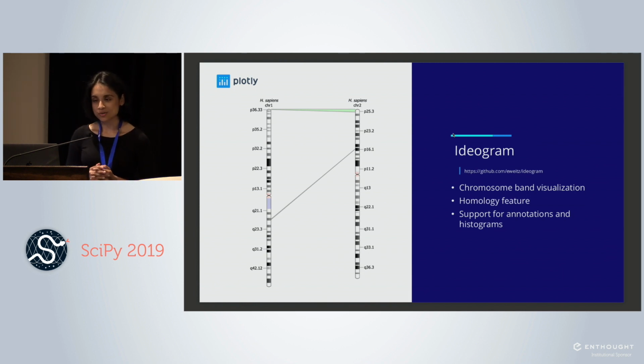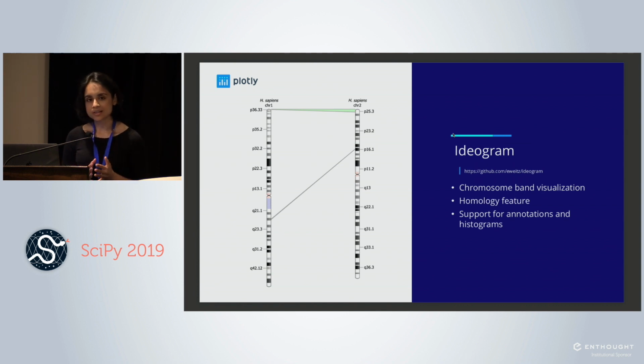Ideogram is a way to visualize chromosomes. So these long strips here represent the chromosome, and again, the horizontal bands represent specific genes or regions on the chromosome that you would like to highlight. So right here, what we're seeing is the homology feature. So that connects one portion of one chromosome to a different portion on another chromosome.